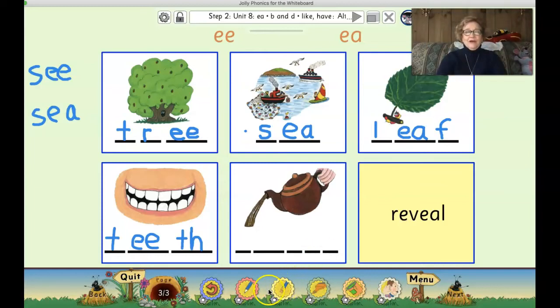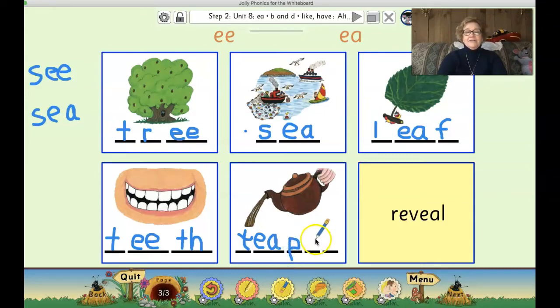Let's see if we can write it. Wow, what a big word. T. And because I drink a lot of tea, boys and girls, I have seen the word tea a lot of times, and I know it's E-A. Tea. And then I have a P.